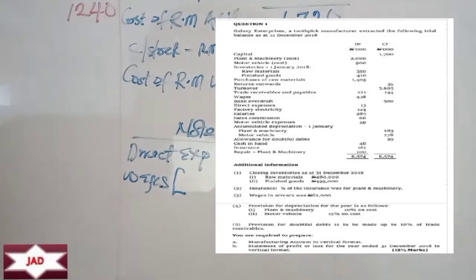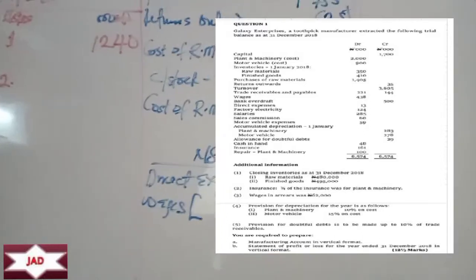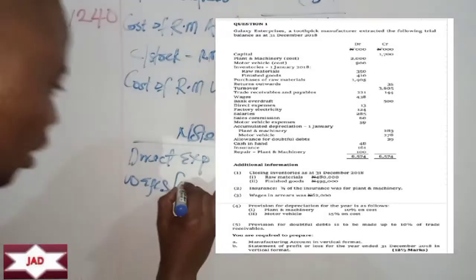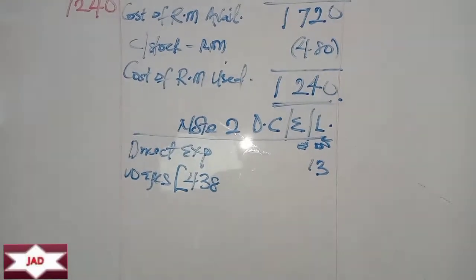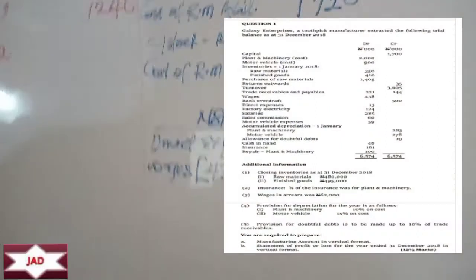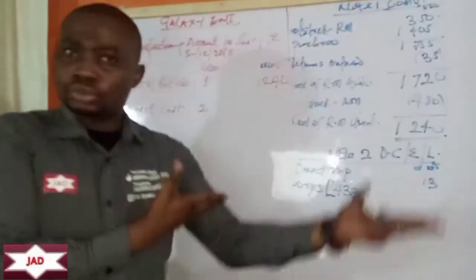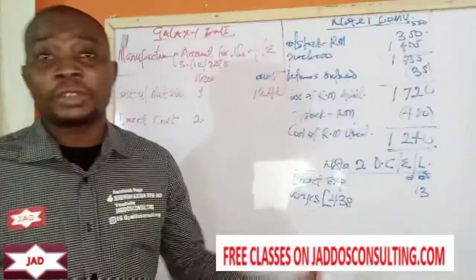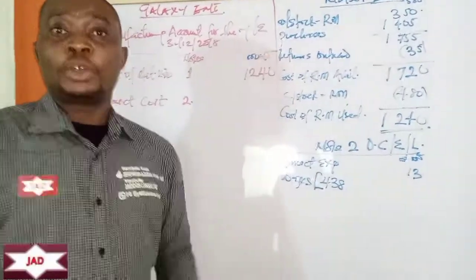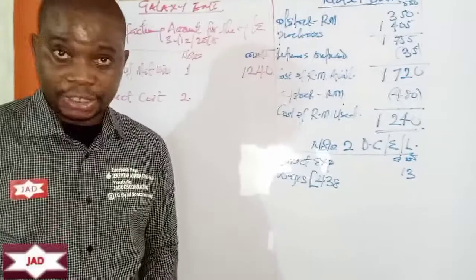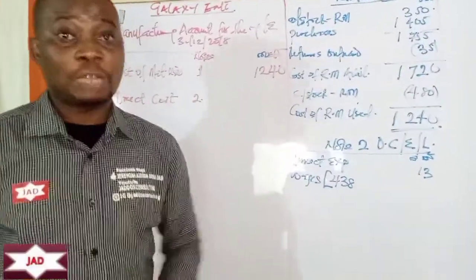In the trial balance, wages is 438,000. Then in the additional information they said wages in arrears was 62,000. What's wages in arrears? Wages in arrears is more like accrued wages, like I've explained earlier. You can go to jadosconsulting.com to take classes on accruals. Accruals simply means expenses that have been incurred but yet to be paid for as at the time of reporting. So if you have incurred expense and you have yet to pay at the time of reporting, we call it accrued expense. We'll make provisions for it.